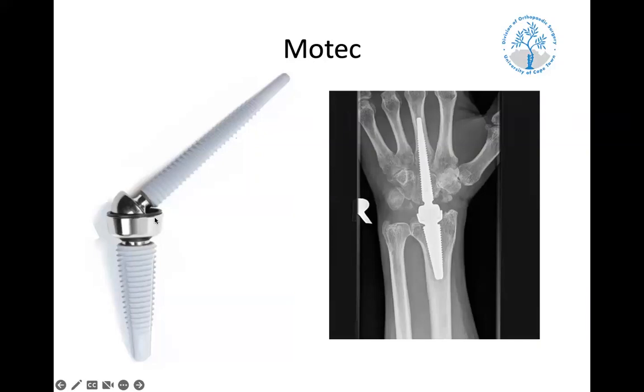The cup comes in metal on metal. There's a metal on PEEK, which is the one in the screen, and they've just released a metal on poly as well now.